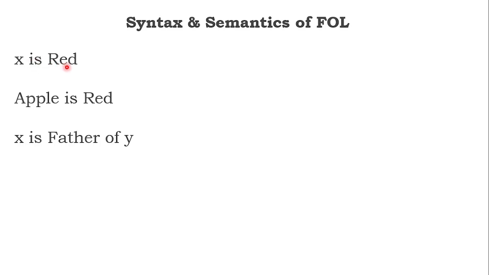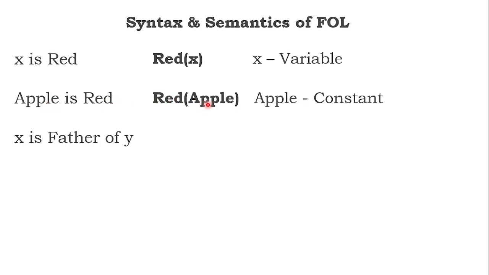X is red. Apple is red. X is the father of Y. Now, whom am I talking about? X. So X is a subject. Red within brackets, X. Who is X? X can be a book, X can be an apple. So X can be anything. We call this a variable. But here it is very clear: apple is red. So red(apple). Who is apple? It is a fixed one, so apple is a constant.